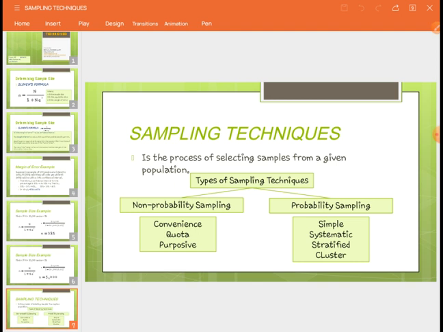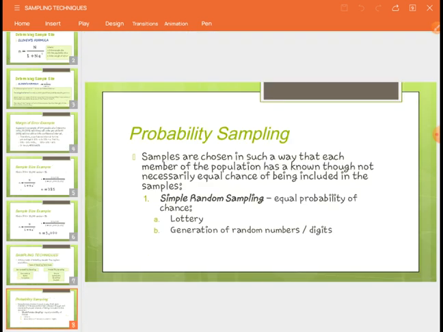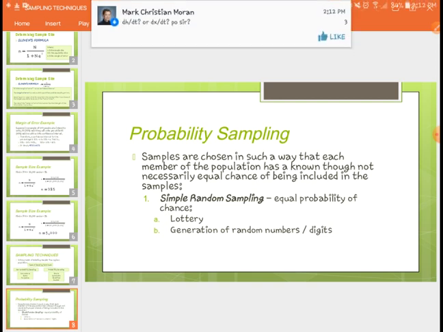While the probability sampling includes simple, systematic, stratified sampling, and cluster. So yan yung i-discuss pa natin later on. When you say probability sampling, some samples are chosen in such a way that each member of the population has a known, though not necessarily equal, chance of being included in the sample.